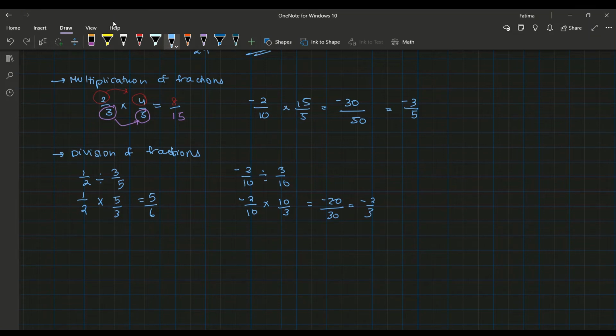Now, in case it was not division, let's say it was multiplication, it would be negative 2 by 10 into 3 by 10. I would just continue on with regular multiplication. Negative 2 into 3 is negative 6, and 10 into 10 is 100. So this would be simplified to negative 3 by 50.